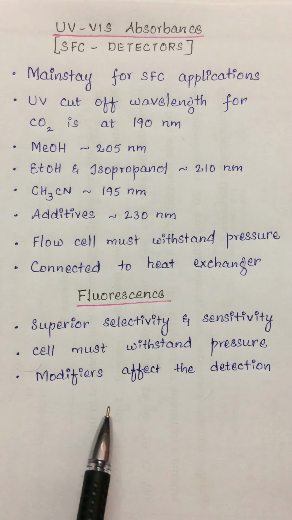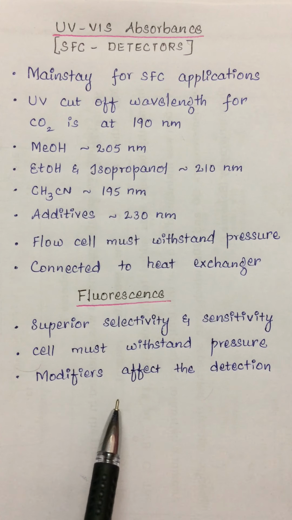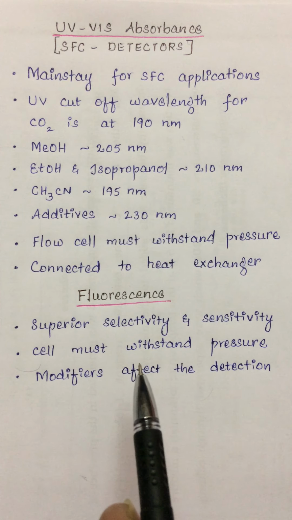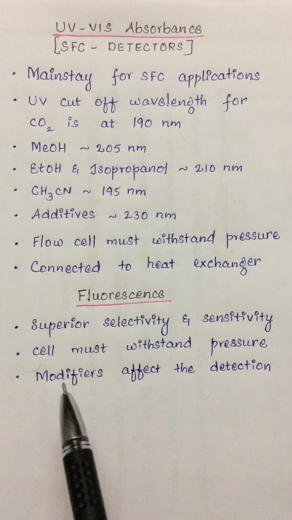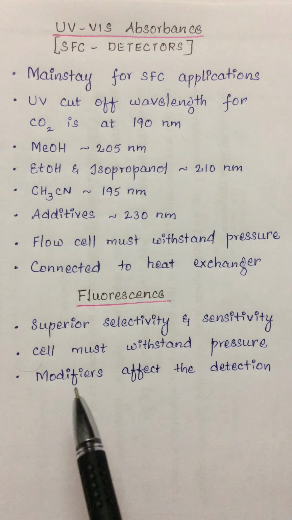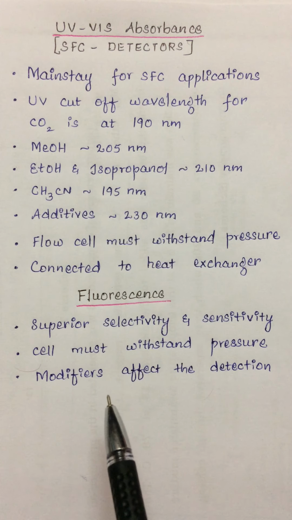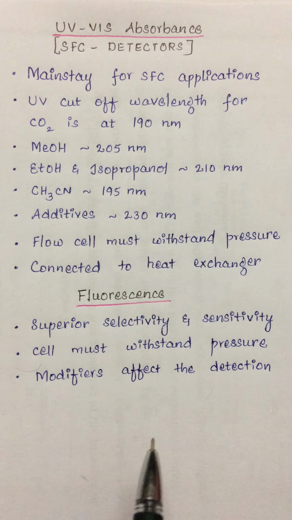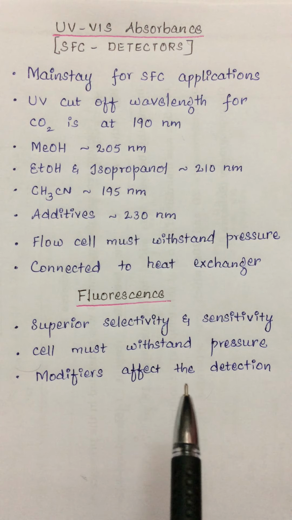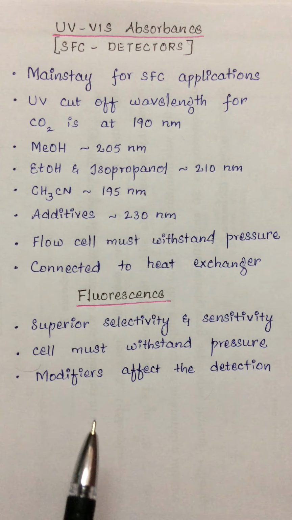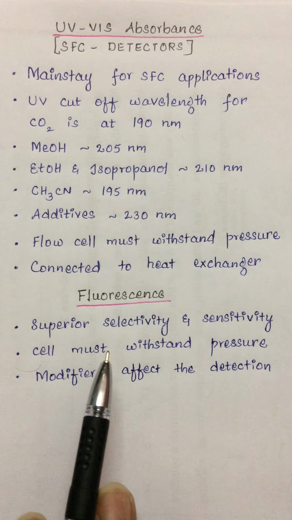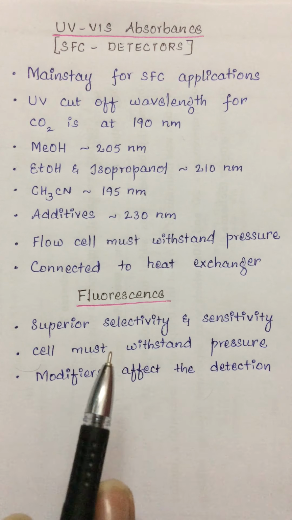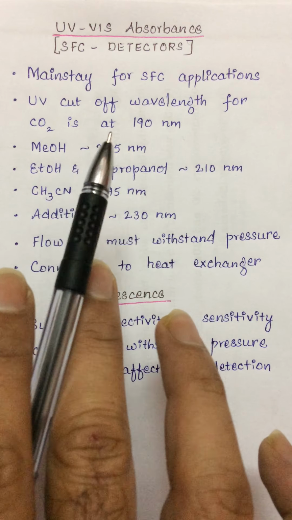Whatever modifiers are used are found to affect the fluorescence detection. How do they affect it? They can absorb the wavelengths or they can emit wavelengths, thereby interfering with the fluorescence detection. Well, that is a limiting factor. But altogether, to conclude, fluorescence is a very good detector, but it is a selective one, and it is not as widely used as UV detection.